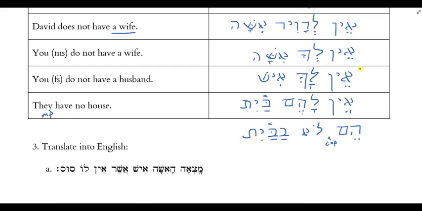It's bilti hayot. Yeah. So in order to negate an infinitive construct, you can't use lo. You have to use a different negator.